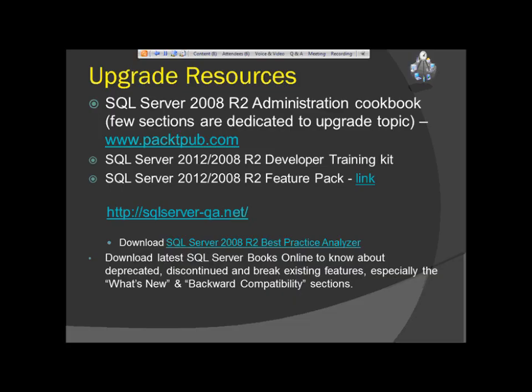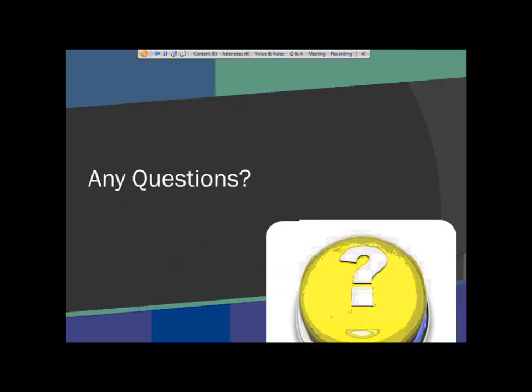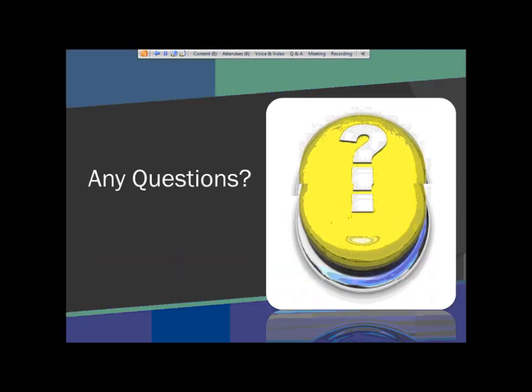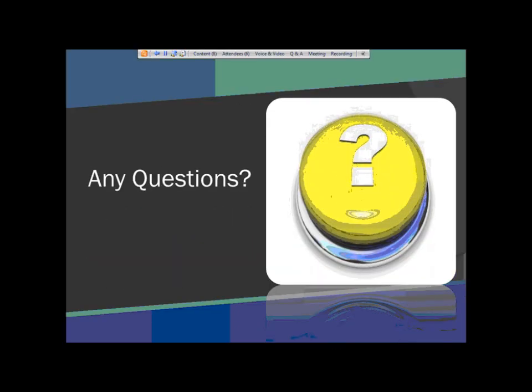And last but not least, make sure you download and read the books online, because the books online has plenty of information that talks specifically about upgrade, like discontinued features or breaking existing features, what's new, what is going to change, what is the backward compatibility. So all these sections you need to go around and check. So that comes to the end of my session. Thanks for listening. It's open for questions now.